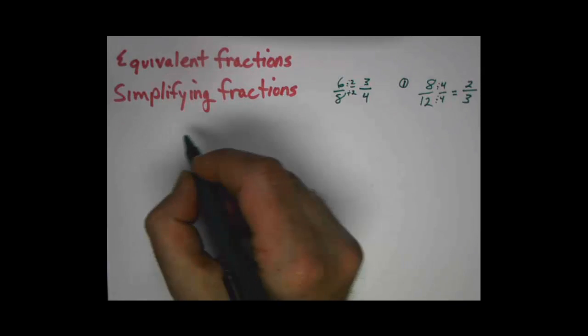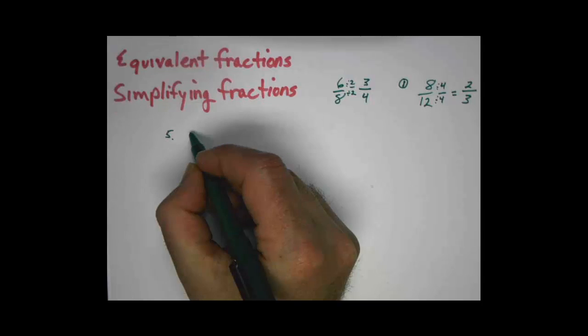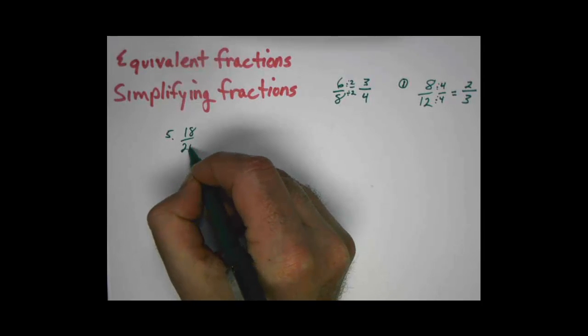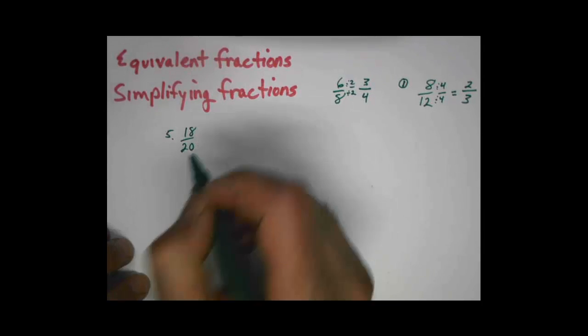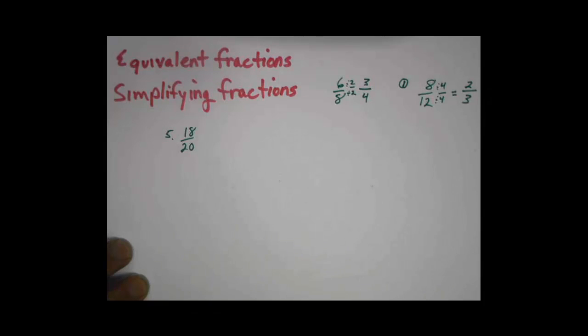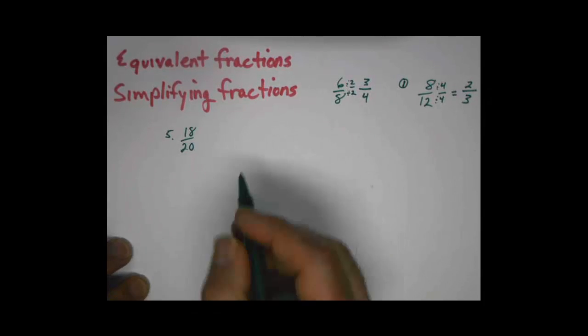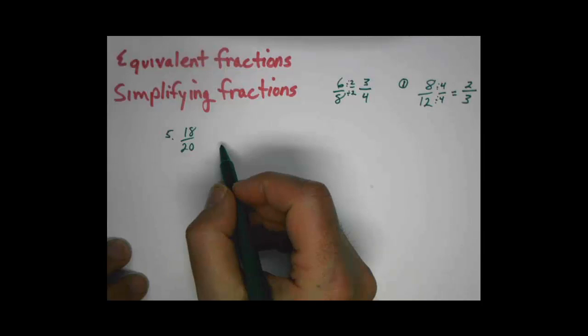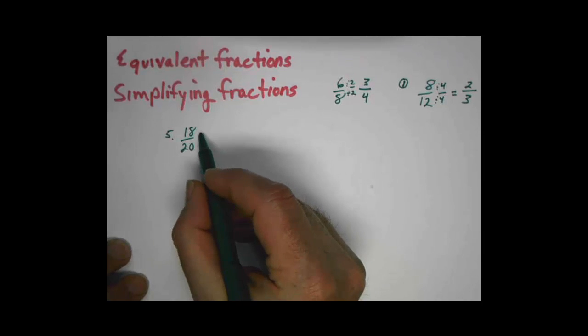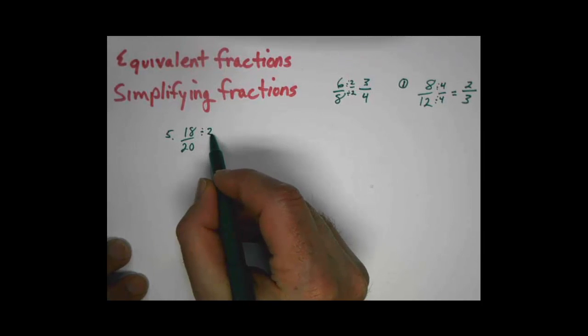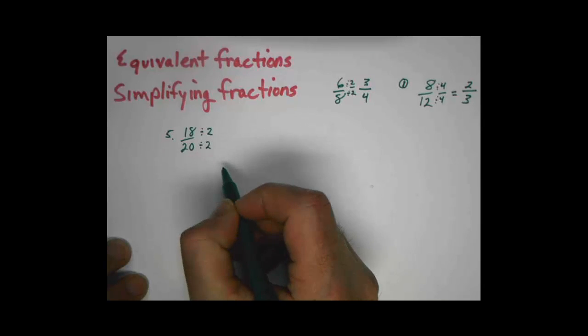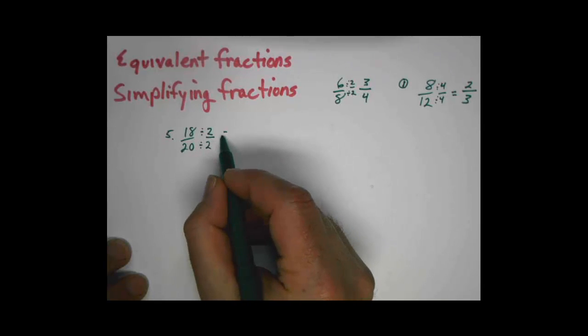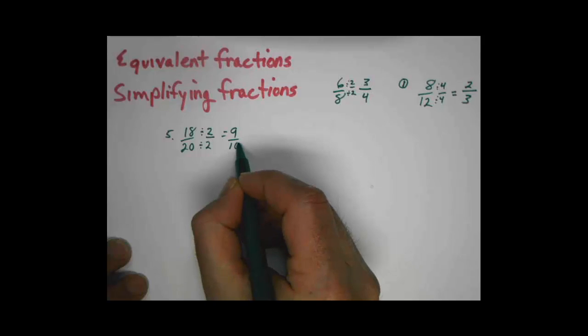Problem number 5 is 18/20. So what is the biggest number that goes into both 18 and 20? Or any number, really, that goes into both 18 and 20. Well, they're both even, so I know that I can take 2. So if I divide each, the top and the bottom, by 2, that gives me 9/10.